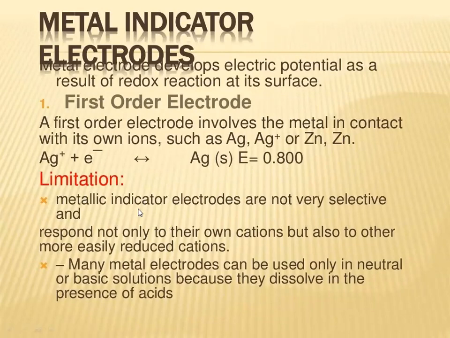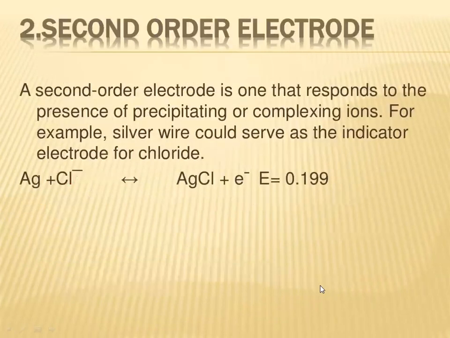Okay, now the limitation is metallic indicator electrodes are not very selective and respond not only to their own solutions but also to other more easily reduced cations. Many metal electrodes can be used only in the neutral or basic solutions because they dissolve in the presence of acids. Now, second order electrode is the one that responds to the presence of precipitating or complexing ions.